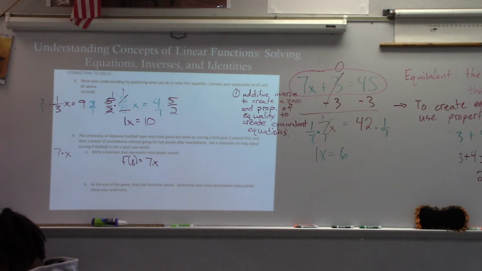Which, by the way, which lesson is this? What was the title of this lesson? Understanding linear functions. So this is important for linear. If I were to tell you 7 times 3, we all know that. What is it? 21. Why is it 21? Because 7 times 3 is 7 plus 7 plus 7.